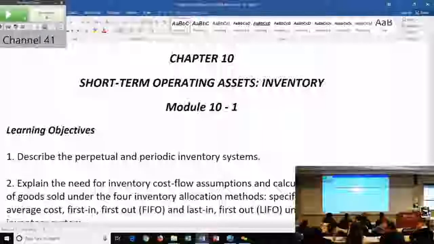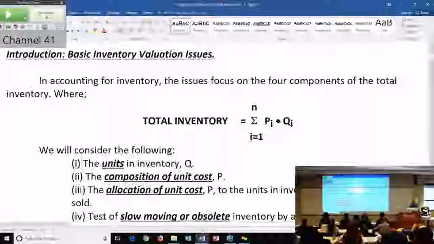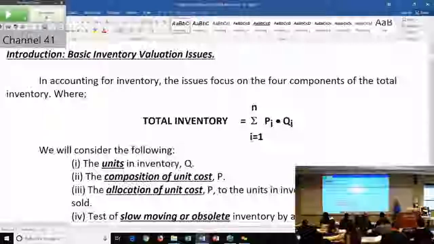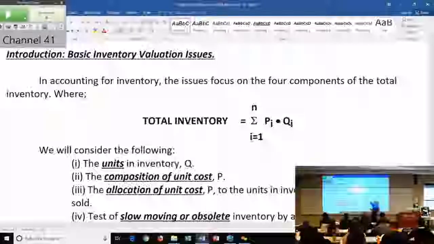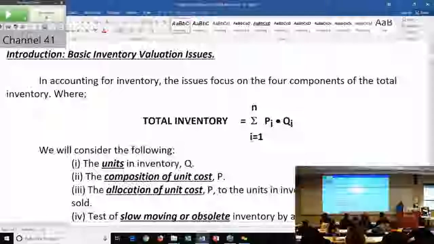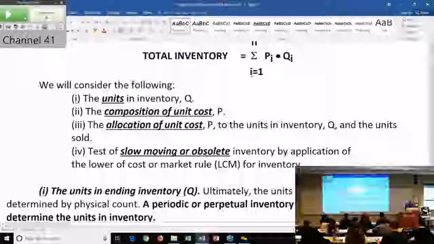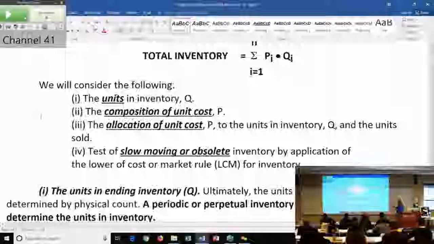All right, so let's take a look at inventory basics. Let's do the basics first. We should know that when you look at total inventory, it's going to be the sum of various prices times quantities. So that's kind of easy in a way. We'll talk about where we get those numbers from. But the question then becomes, how do you allocate the unit cost to the units in any inventory and the units sold? And then later in this chapter, we'll talk about how do you deal with the impairment of inventory when it's obsolete or slow moving.